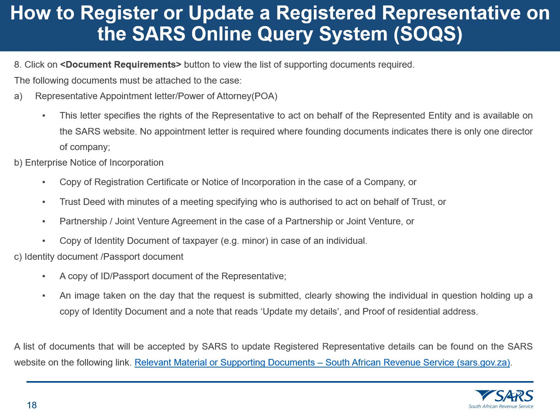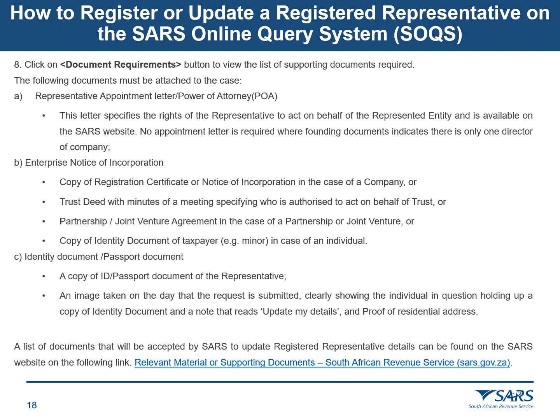The following documents must be attached to the case: representative appointment letter or power of attorney. This letter specifies the rights of the representative to act on behalf of the represented entity and is available on the SARS website. No appointment letter is required where founding documents indicate there is only one director of a company.